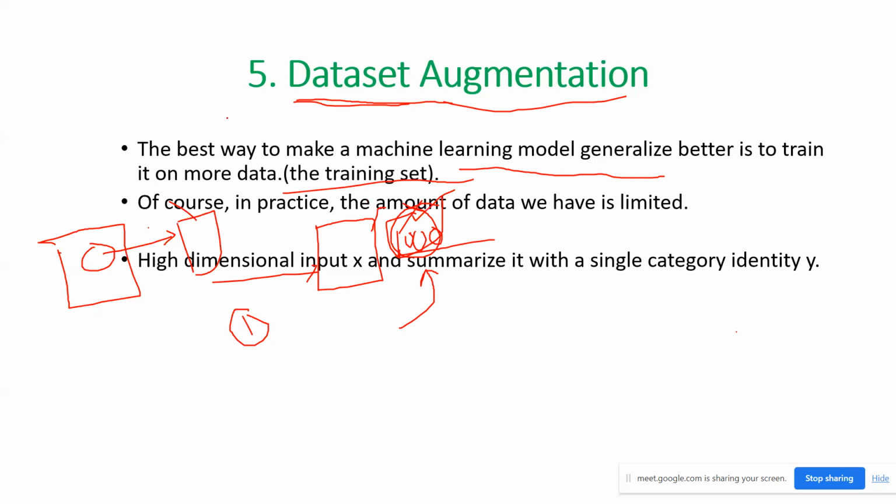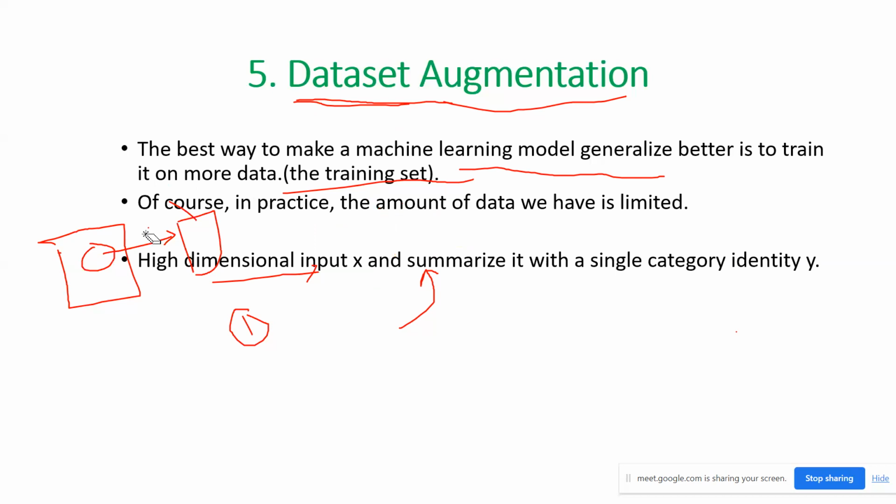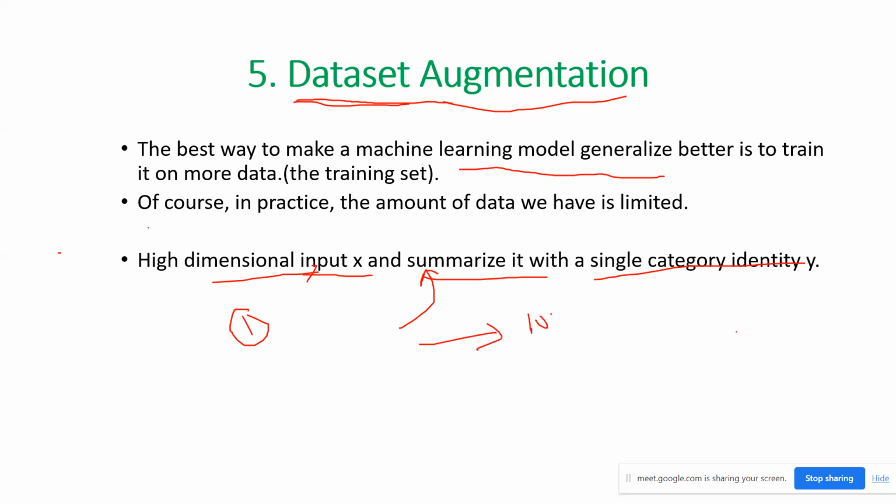See, in practice, we have less data available in the market. So we need to consider high-dimensional input X, which summarizes the single category of identity of the value. How are we correlating this? Say for example, we have 1,000 images. These 1,000 images are augmented. Augmented means it creates fake data based on these 1,000 images.